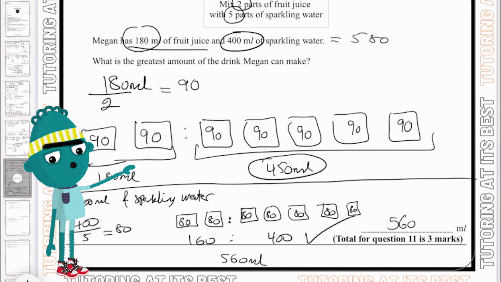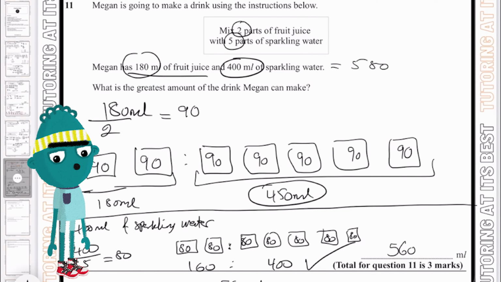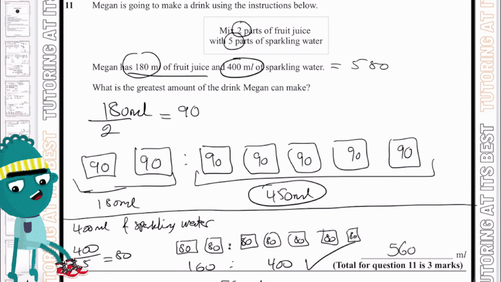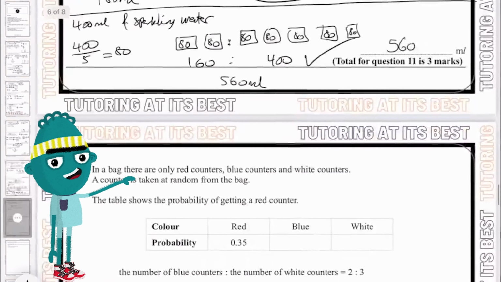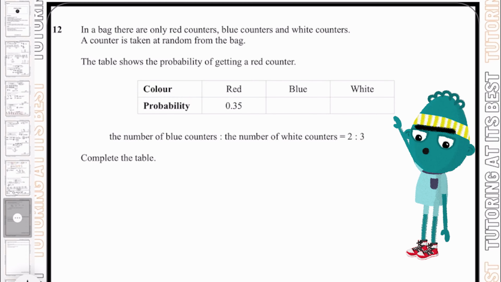So again, what have I done? I've worked with 2 different values here. I've considered using 90 milliliters as one part because I focused on the 180 milliliters of fruit juice, but that didn't work. So I then moved over to the 400 milliliters of sparkling water, and that worked really well for me. Amazing work. Let's now move over to the next question, which is question 12. We're almost at the end of this topic, so keep up the good work.